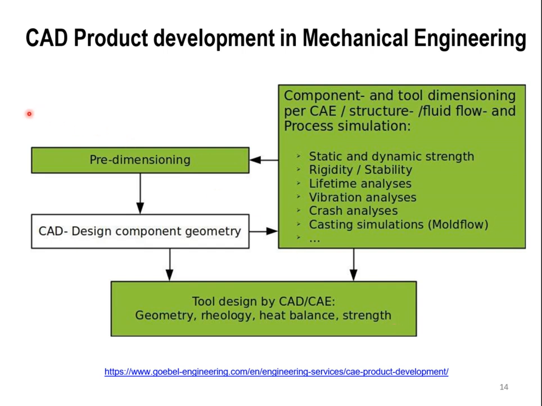The CAD product development in mechanical engineering can be something like this; we have two stages. We have the pre-dimensioning one, like the components and tool dimensioning per computer-aided engineering: the structure, the fluid flow, and the process simulation, where you can find, for example, the strain and dynamic strength, the rigidity and stability, the lifetime analysis, the vibration analysis, the crash analysis, and the casting simulations like the mold flow. So you are going to give it to the stage of pre-dimensioning, and this will simply pass to the CAD design component geometry, where it's going to give some feedback to the components and the tool dimensioning, where the computer-aided design happens.